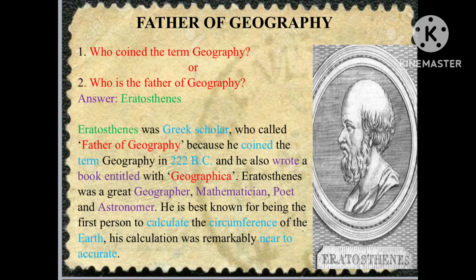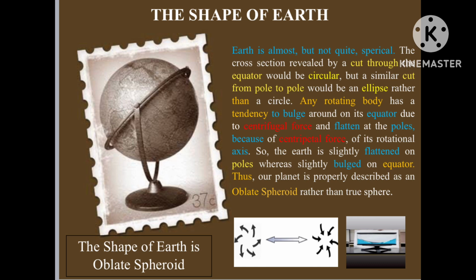He is best known for being the first person to calculate the circumference of the earth, and his calculation was remarkably near to accurate. After learning about the meaning of geography and who coined the term, we move toward the shape of the earth, like how our earth looks. Most people think the earth is almost a sphere, but that's not correct. According to geographers, the shape of the earth is known as an oblate spheroid, which means it is almost spherical but not accurately. Why is it so?